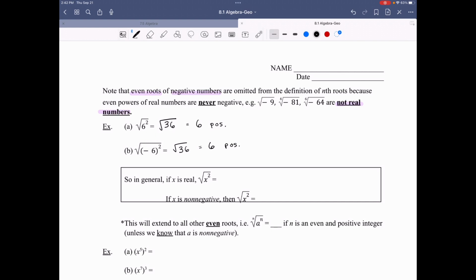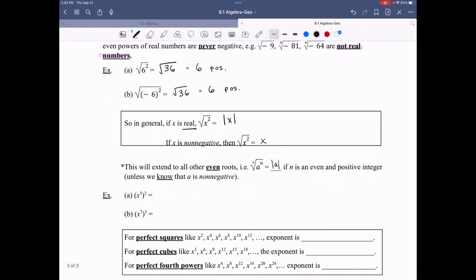So in general, if x is real, then the square root of x squared is the absolute value of x. If x is non-negative, then the square root of x squared is just x. And then we can extend that to all other even roots. So when n is even, the nth root of a to the nth is the absolute value of a if n is an even and positive integer, unless we know that a is non-negative.